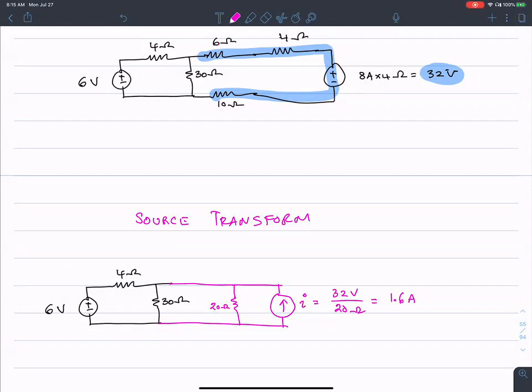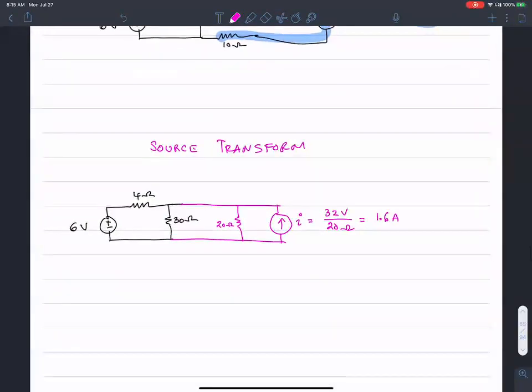All I'm doing is converting a voltage source with a series resistance into a current source with a parallel resistance, and where necessary, I'm going back and forth. That's all there is to the idea of source transformation. If you want to get a current source, divide the voltage by the resistance. If you want to get a voltage source, multiply the current by the resistance. That's all there is to it.